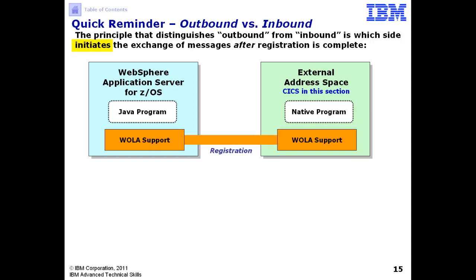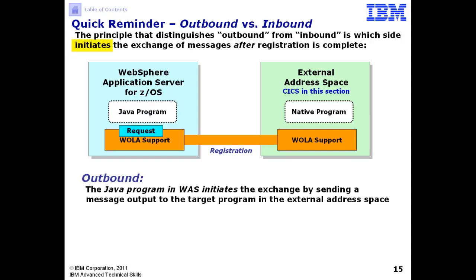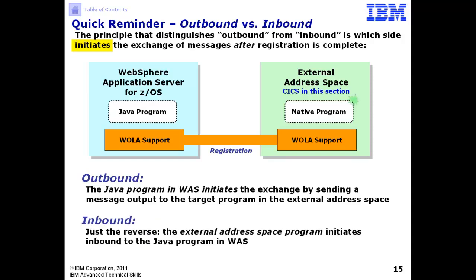The act of registration is always initiated by the external address space into the WAS server. Once registration is complete, then one side or the other will begin the conversation. For outbound, the Java program in WAS will begin the conversation. It will form up a message and send it over Wola to the program in the external address space. The program outside of WAS receives the message and responds. For inbound, the reverse applies. The program in the external address space will form up a message and send it over Wola to the Java program in WAS. The Java program receives the message and responds.